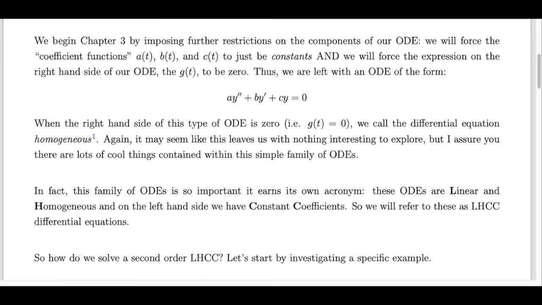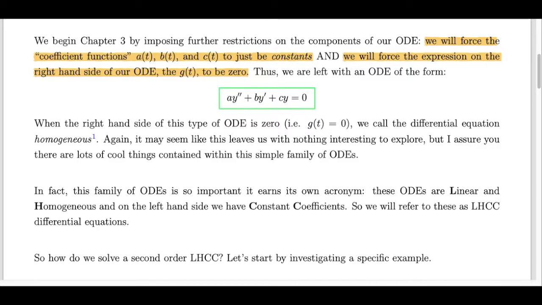We'll add two additional restrictions. First, we'll force the coefficient functions, a of t, b of t, c of t, to actually just be constants. So we said in general they could be expressions in terms of t. Now we're further restricting them, so we're saying that they have to be just constants. Secondly, we'll force the right-hand side, the g of t expression, to be 0. This leaves us with an ODE of this form here. I have a constant a times y double prime plus some other constant b times y prime plus a constant c times y equals 0.